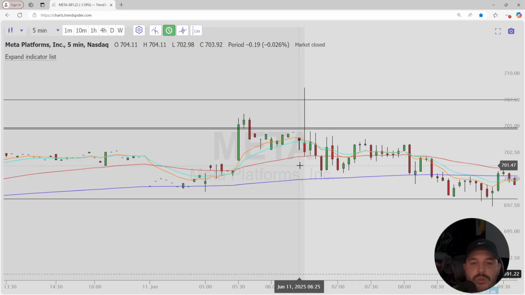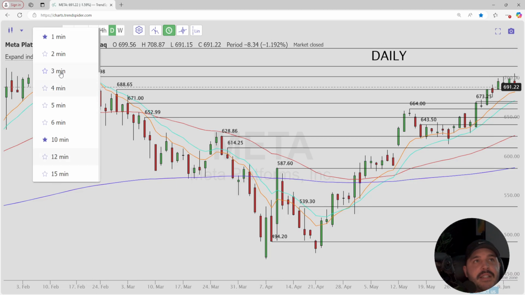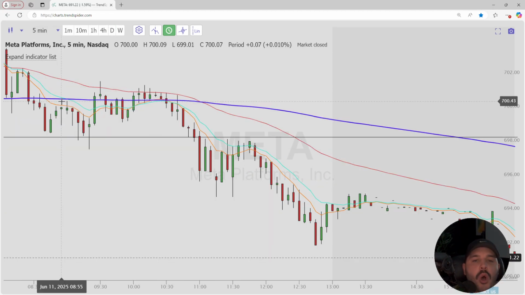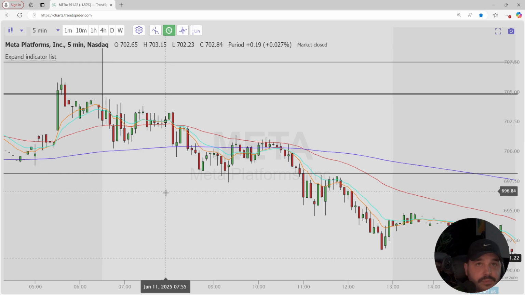If buyers were strong, if buyers were taking control, one, we would have reclaimed that 705 level. Again, we never reclaimed 705 during the day, which we found on our higher time frame. We knew 705 was the level to break to take us into 718, 720 plus. We failed. Great. We're on the 5-minute time frame. We had no break and hold on the 5-minute time frame.